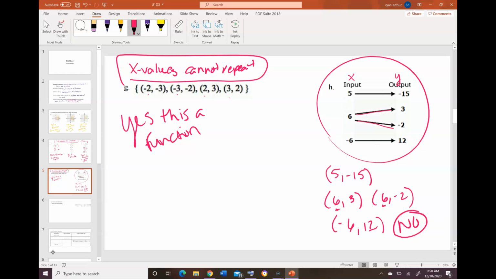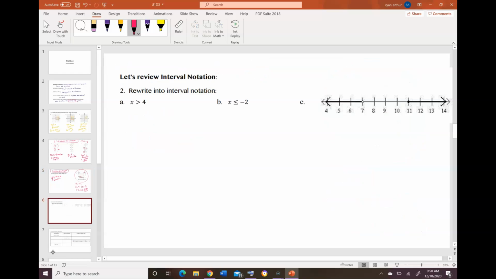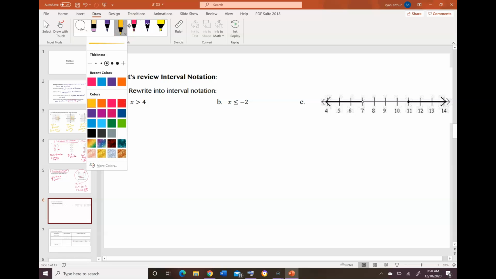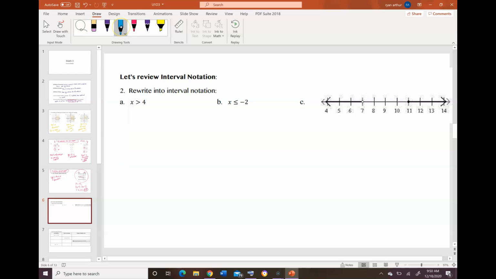All right, so now let's go to interval notation, because that is how you're going to be writing your domain and range. In Math 3, we use interval notation, not inequality notation. Inequality notation is what you're used to. We want to switch to interval notation.